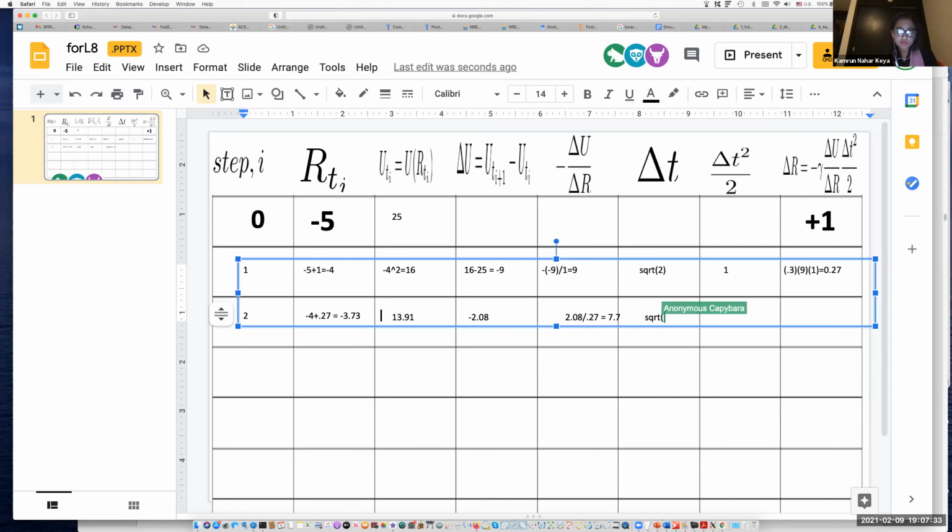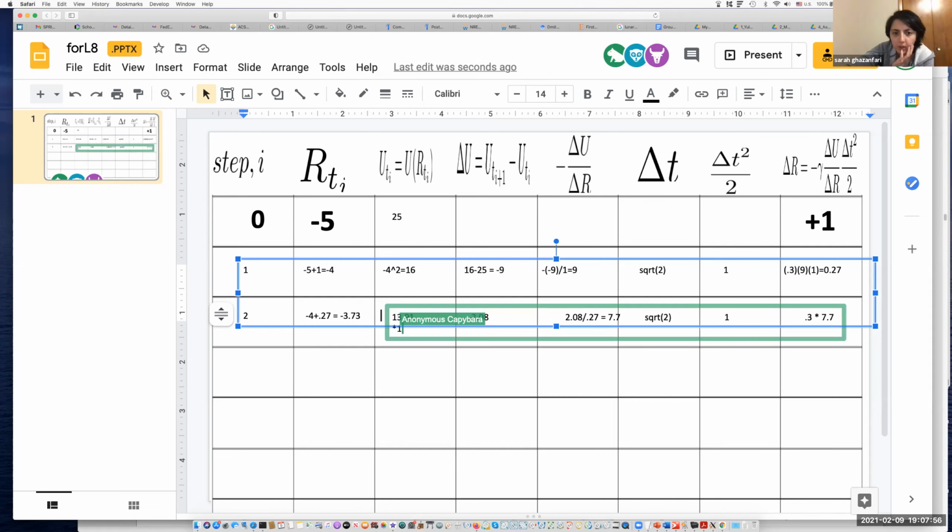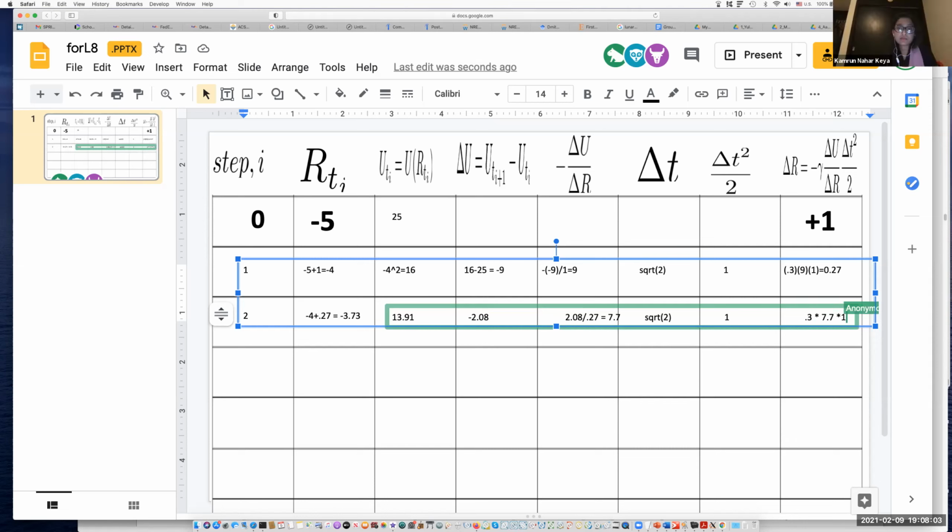Then it's square root of 2. Then obviously it would be 1. Then 0.36. Then 7.7 into 1. It's 2.31. Del R 2.31. Last del R is equal to 2.31.